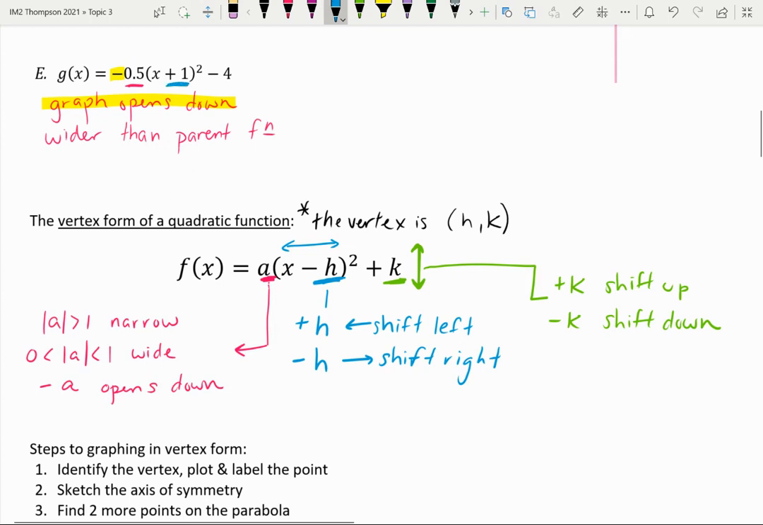The plus 1, whatever I do to x, x is the horizontal axis, so whatever I do to x, left or right, is going to happen inside those parentheses. So the plus 1, let's see, if I add a number according to my directions here, I'm going to shift left. So this is going to go left 1.